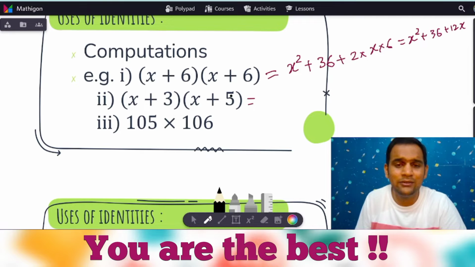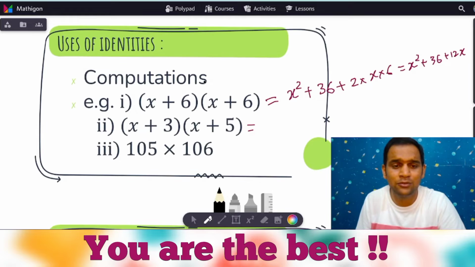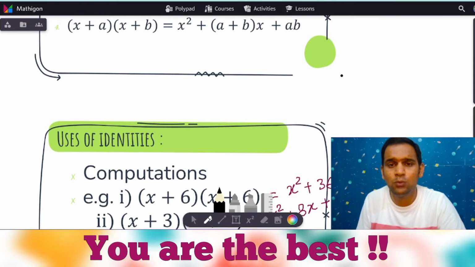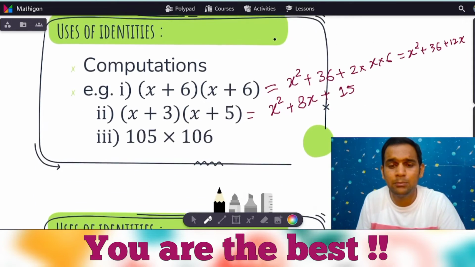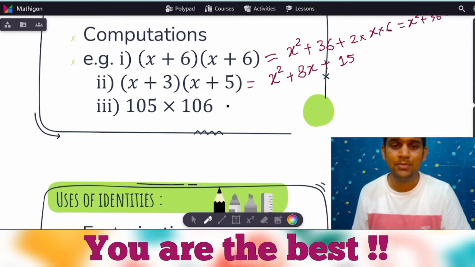Now here we can use the fourth identity, x plus a multiplied by x plus b. So this gets us to x square. Then we need to add a and b, so 5 plus 3 is 8x, and then at the end multiply them. So 5 times 3 is 15. See, in one step we were able to do the complete distribution process, and that's how we get to this identity. Now in this particular question, how can we proceed?